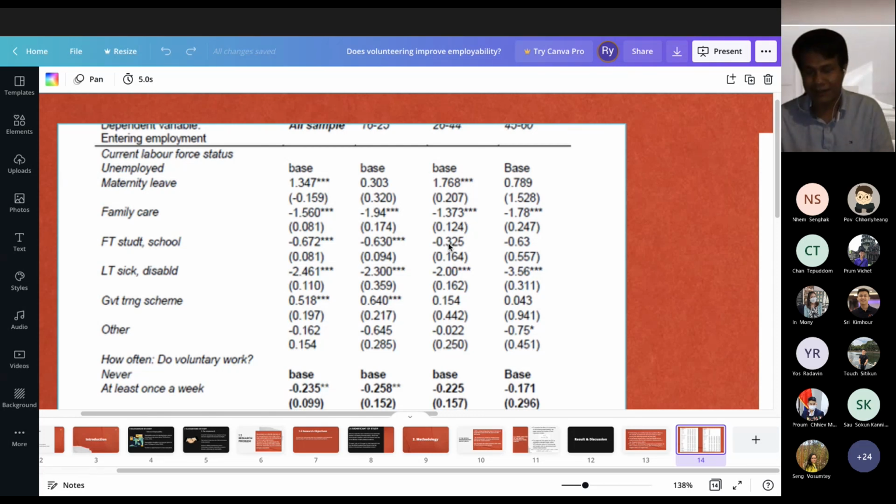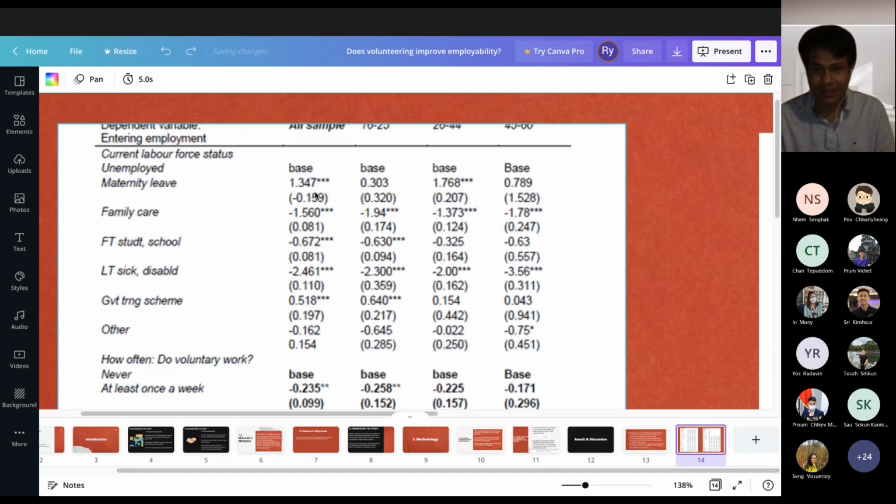Okay? So normally good papers do it like this. And I would say the paper that you have read is good. One point is that they use very solid data.